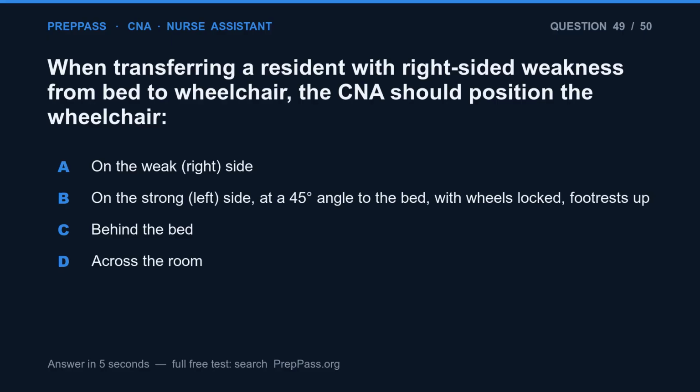Question 49. When transferring a resident with right-sided weakness from bed to wheelchair, the CNA should position the wheelchair A. on the weak, right, side, B. on the strong, left, side, at a 45 degrees angle to the bed, with wheels locked, footrests up, C. behind the bed, D. across the room.